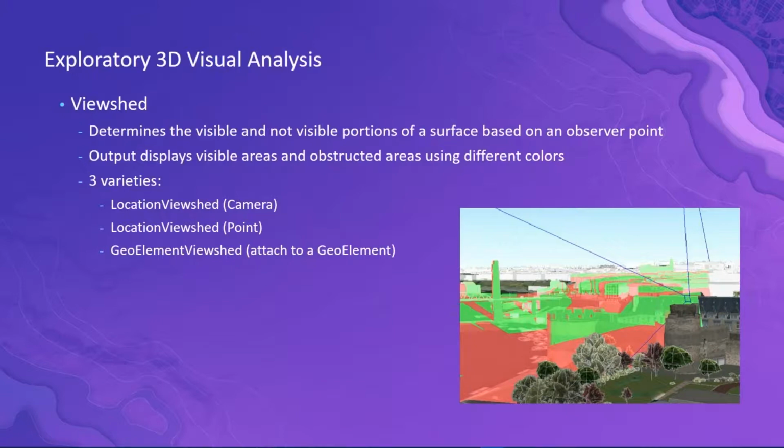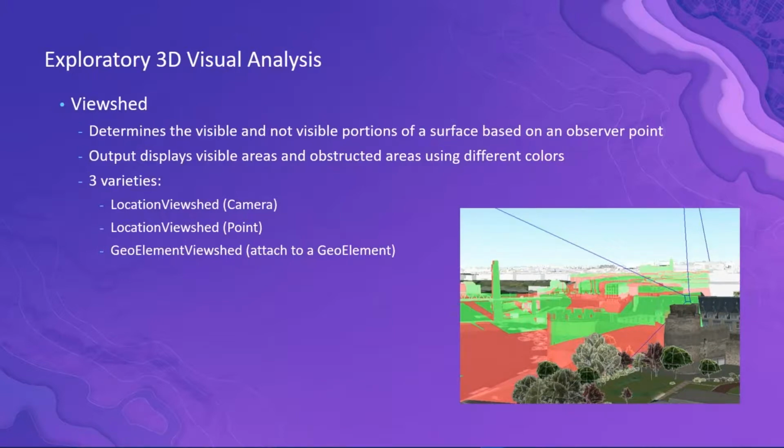So the location viewshed, you can either just give it the camera, so what the camera is of your 3D view that you're using, and it'll create a viewshed based on that. And then you can move away from that camera angle and then see what that viewshed was. Or you can just pass it in a point with an X and a Y and a Z value, and it'll construct the viewshed from that.